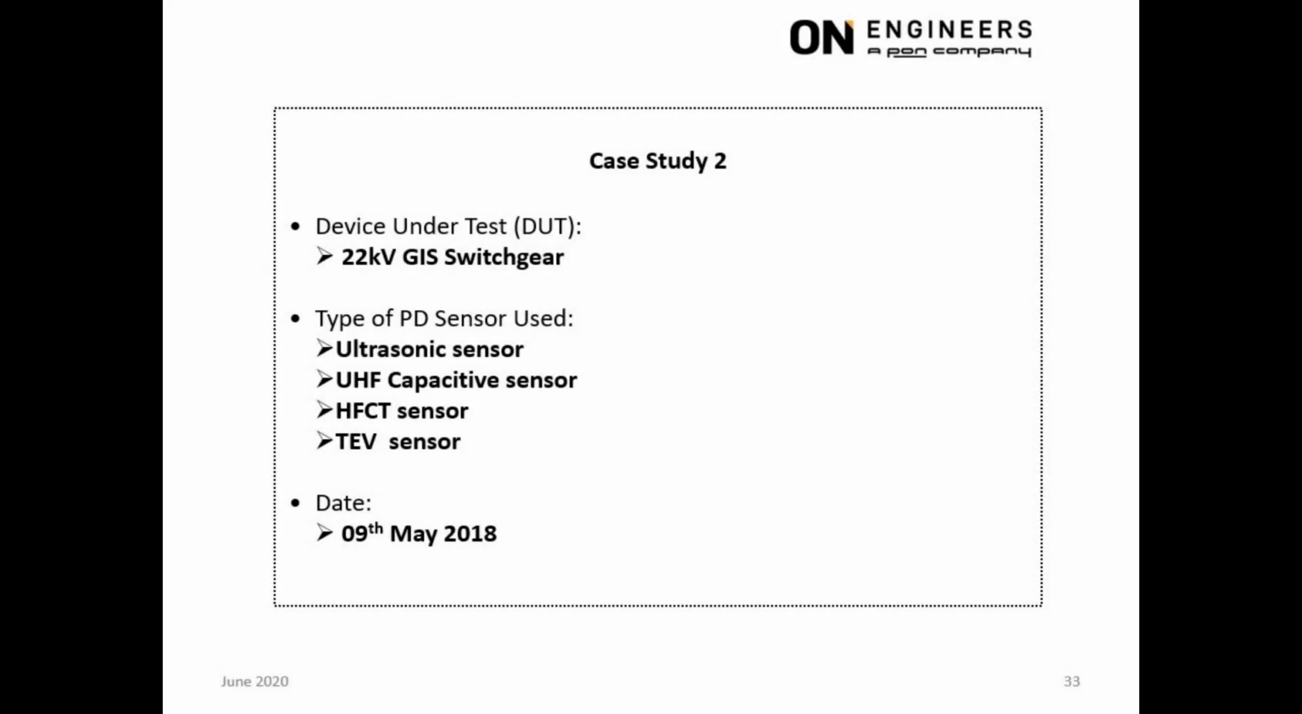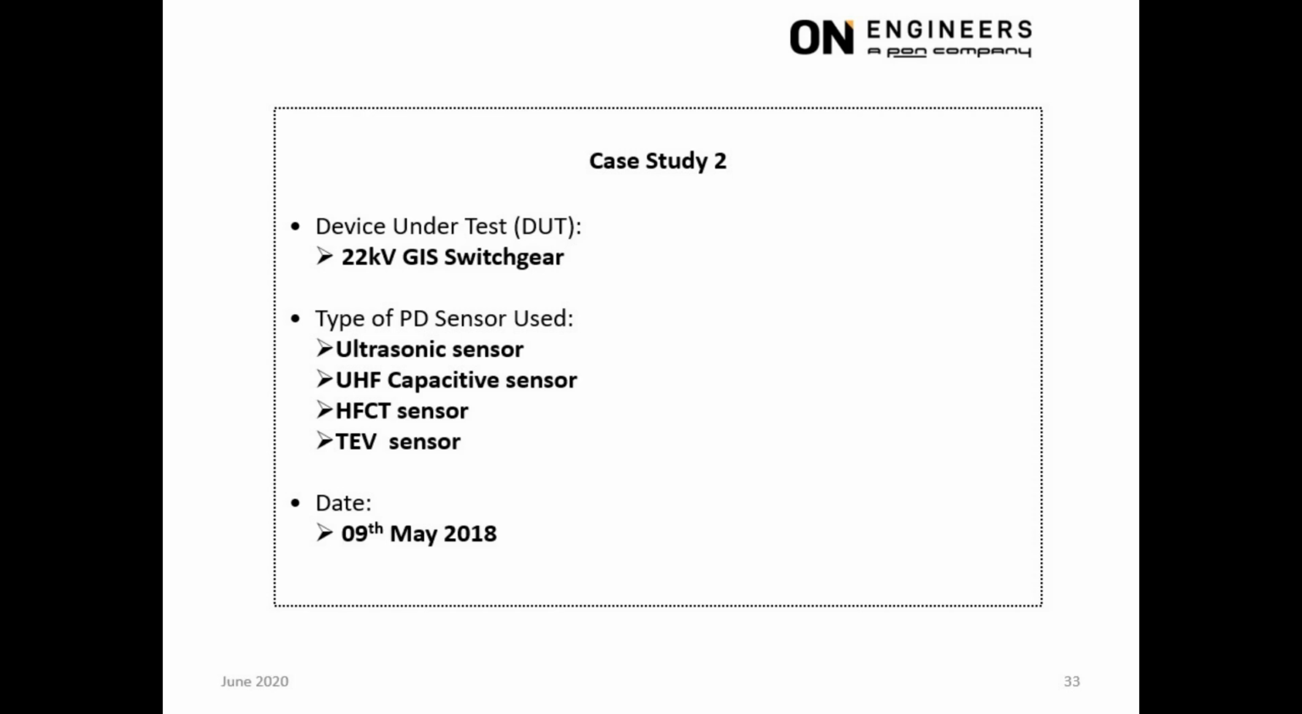This slide shows the asset under PD measurement was a 22 kV GIS, which was done in May 2018. There were 4 PD sensors used. The first PD sensor was the ultrasonic type. The center frequency is 40 kHz with a bandwidth of 2 kHz.